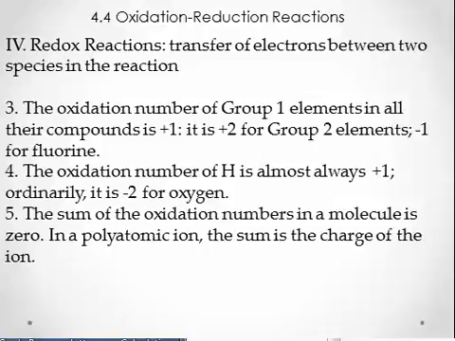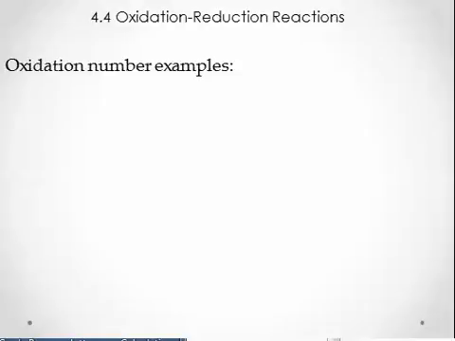And then rule number 5. Rule number 5 here is important. Basically, in a molecule, the oxidation numbers must add up to 0. In a polyatomic ion, the sum is the charge of the ion. So let me just show you some examples. This may be easier to follow here.